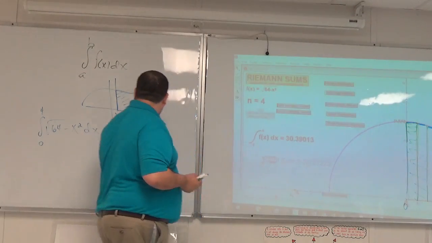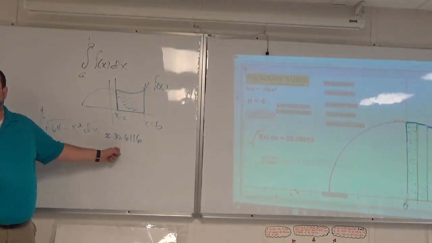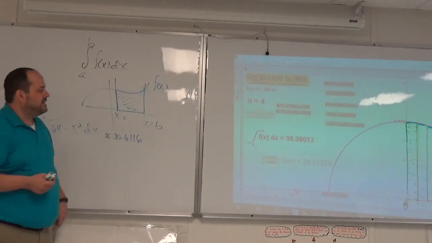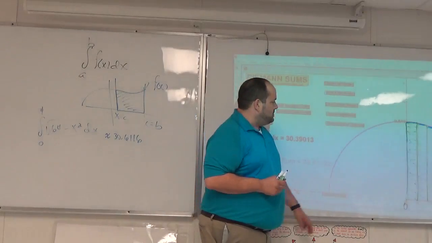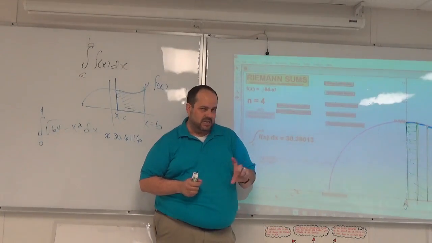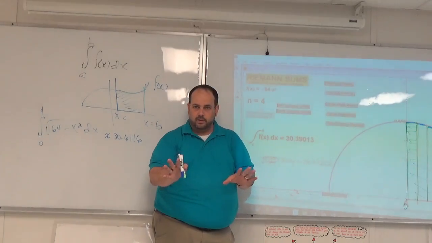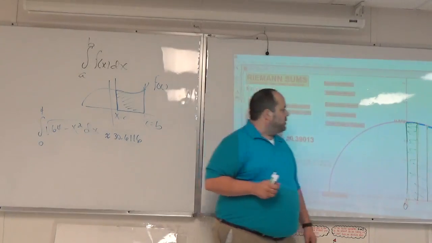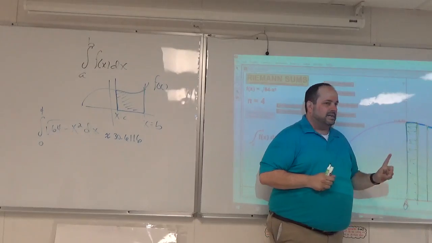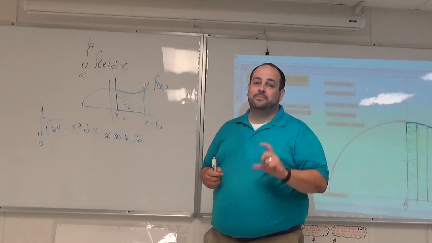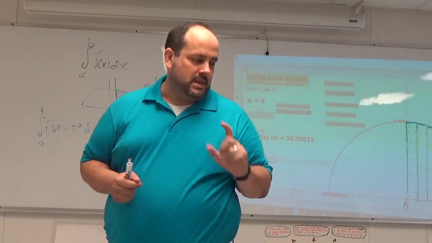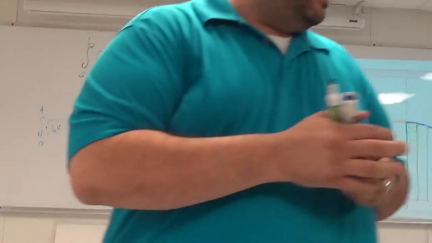Not exact. In fact, our calculator's telling us something different. And the reason that the calculator tells us something different, Geometry Sketchpad has some precision issues that your calculator doesn't. Calculator's going to give you the best answer. Everybody okay? Now, my question for you all is, and this is what Riemann did, how do you make the estimate better? Talk to somebody near you. How would you make this estimate better?